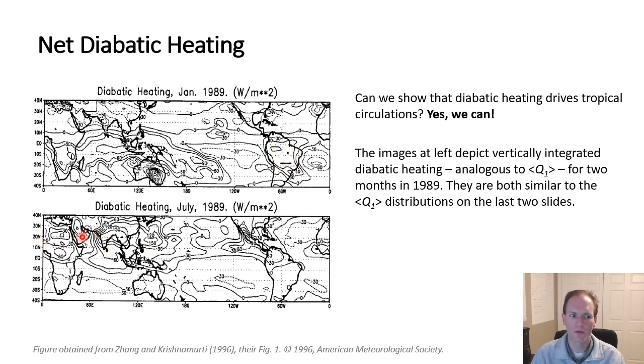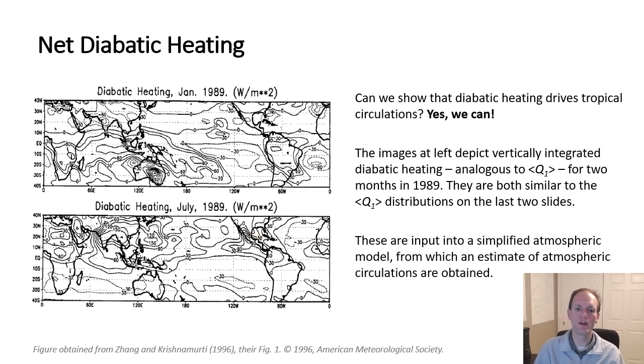Then here, portions of Africa and the Middle East, but especially India to Southeast Asia and the Western North Pacific, along Central America in the far eastern North Pacific, and to lesser extent extending over toward Western Africa here. So these are very similar to what we've seen on the previous 2 slides. And now we want to take this information and put it into a simplified atmospheric model, what we call the shallow water equation model, to be able to get an estimate of atmospheric circulations exclusively driven by this diabatic heating.